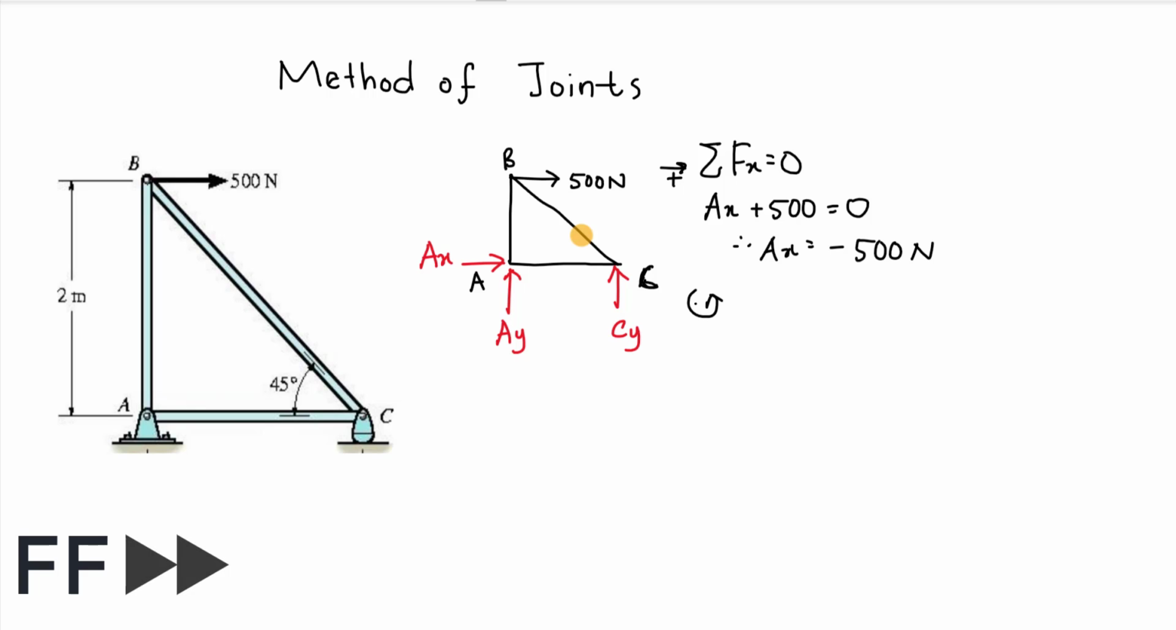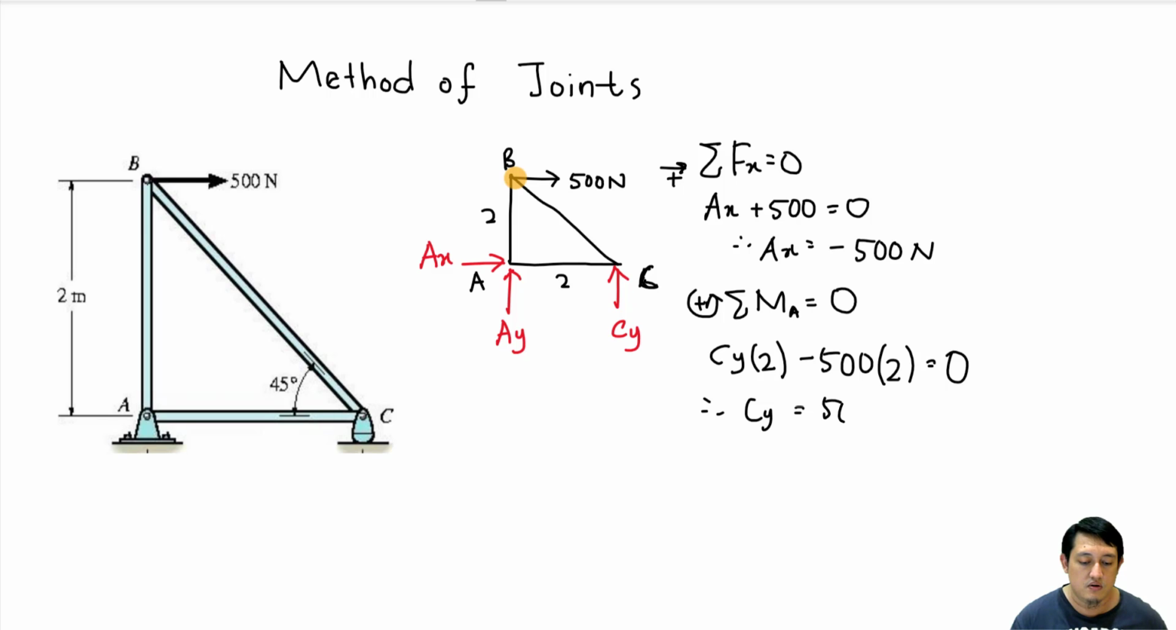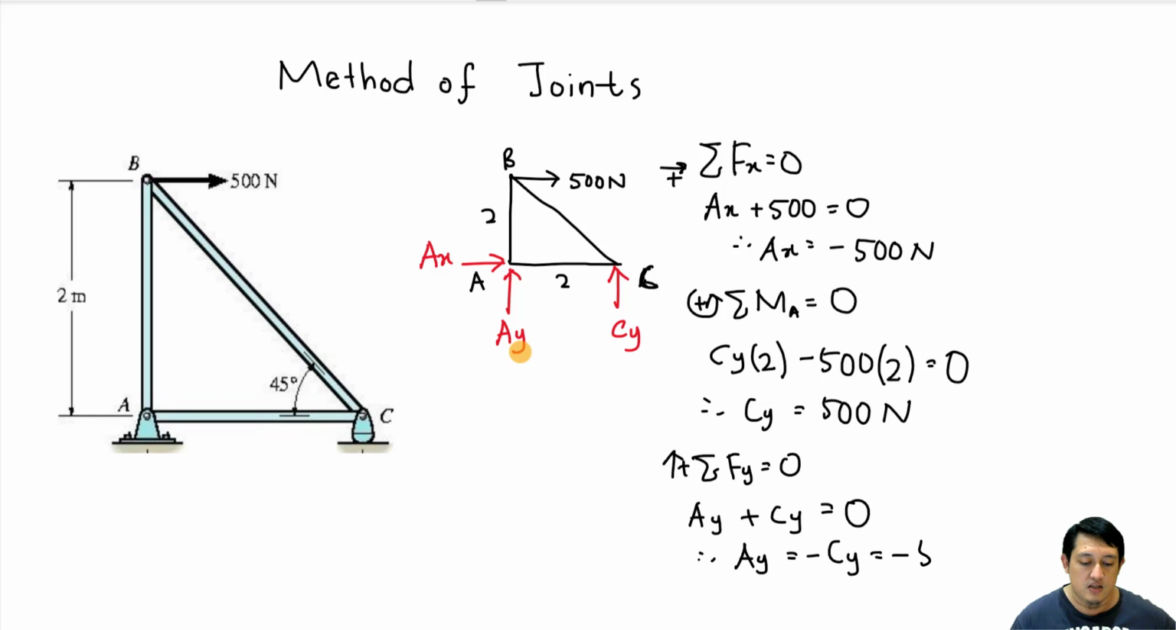So CY here is equal to 500 Newton. Now we know CY and we know AX. The only unknown is AY. To make it easy, we just use total of FY equals 0 to calculate AY. AY is equal to negative CY, which is negative 500 Newton. Finished. So here we know AX is negative 500, CY is 500, and AY is negative 500 Newton.